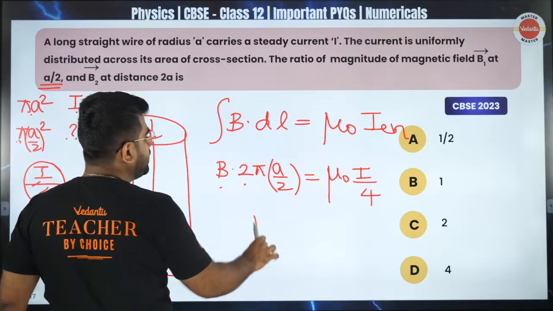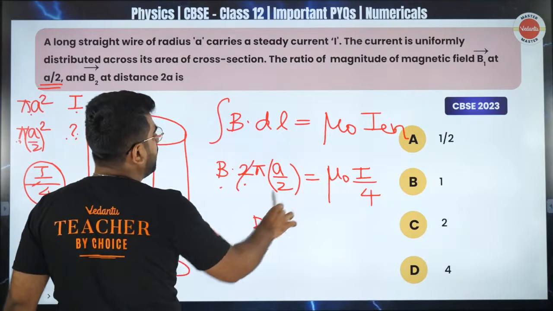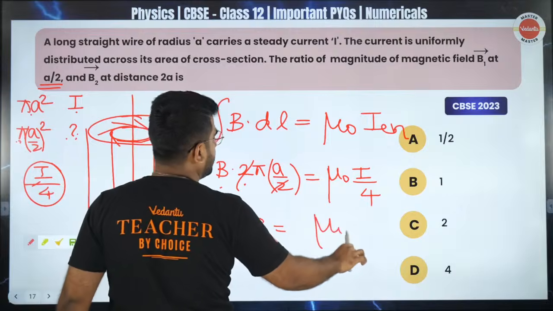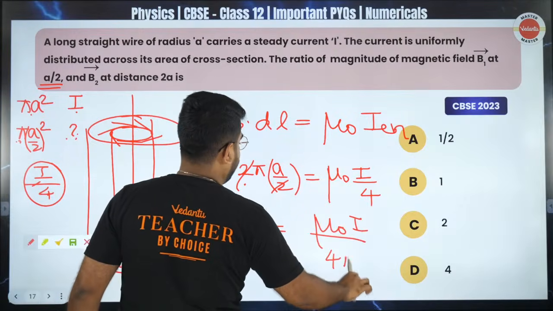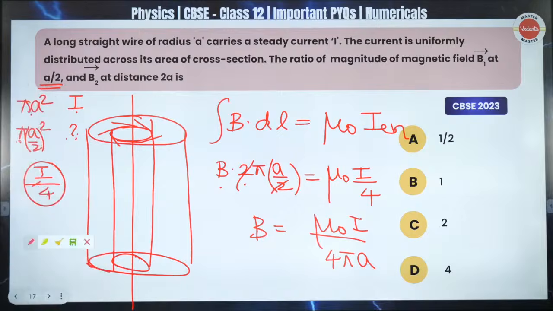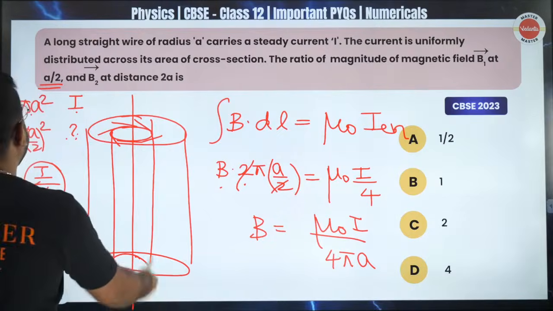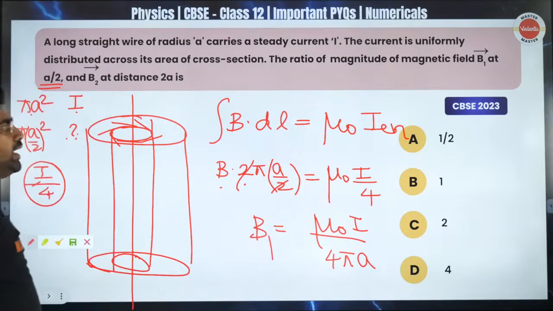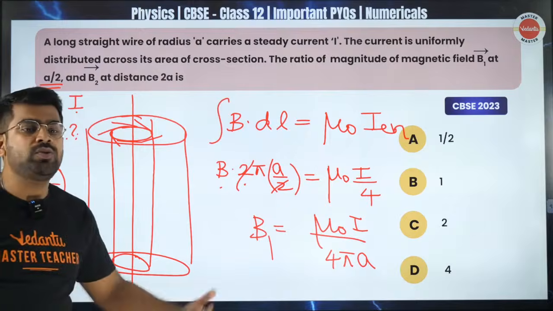Got it? So what is B? The magnetic field is going to be mu naught I by 4 pi A. So that is going to be your magnetic field. I hope all of you are clear. So that is B1. Now similarly find B2. B2 is very easy.